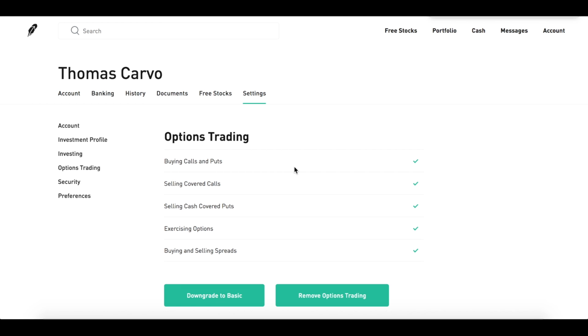So if you don't have options trading enabled on your account, go into your account on Robinhood, go to your settings, come to this page that's going to look like this. And this is the desktop version. You can find this similar on a phone. It's going to be smaller, but it's the same idea.